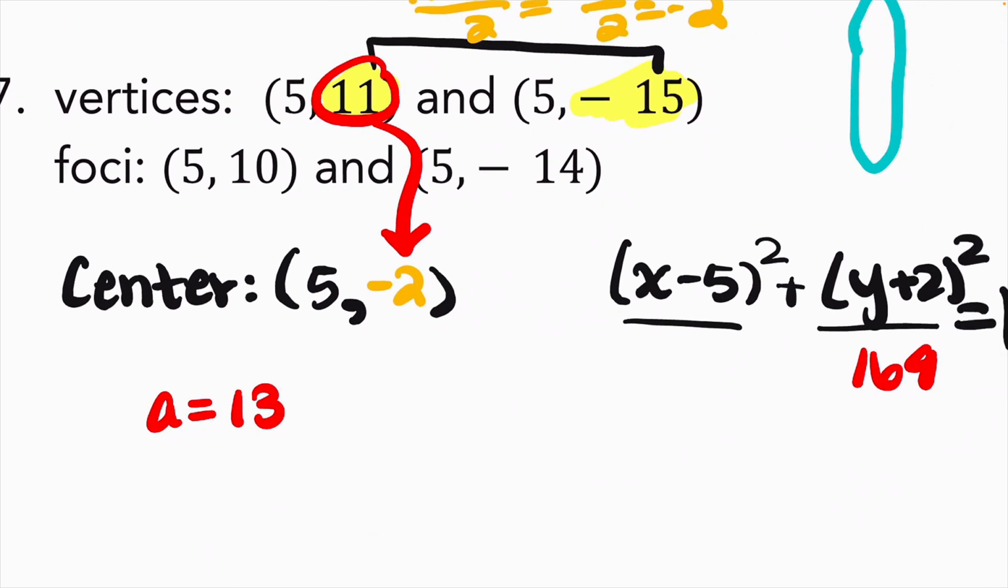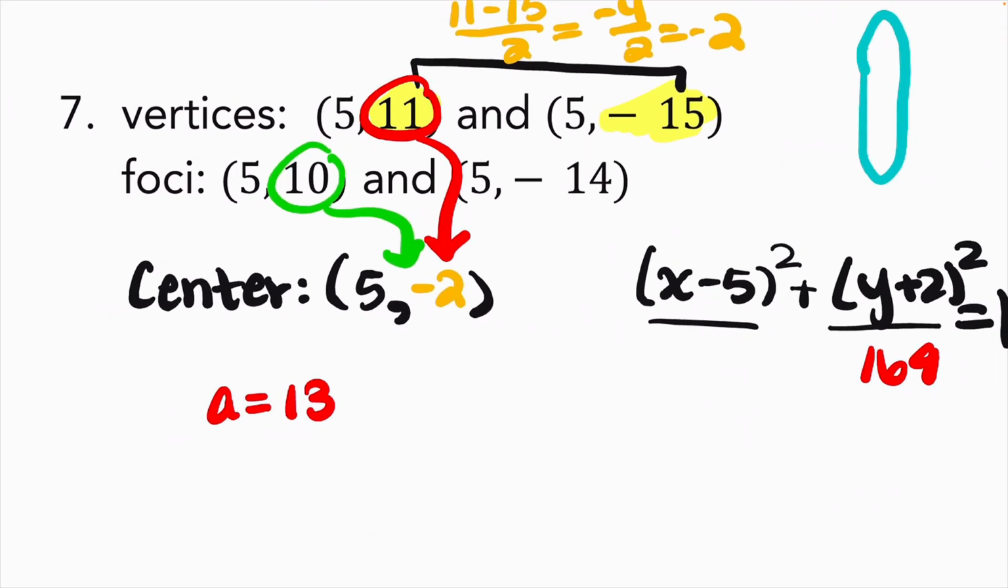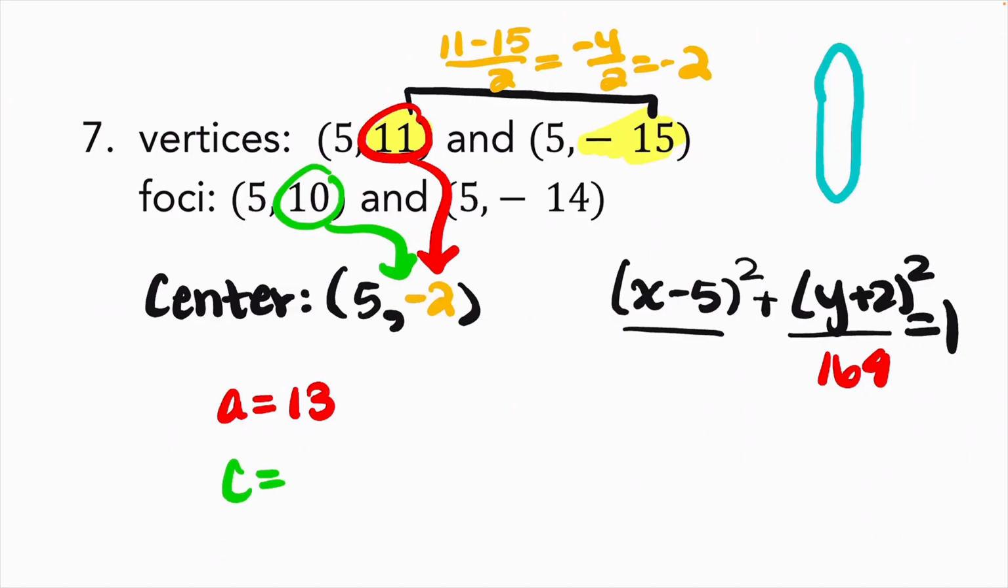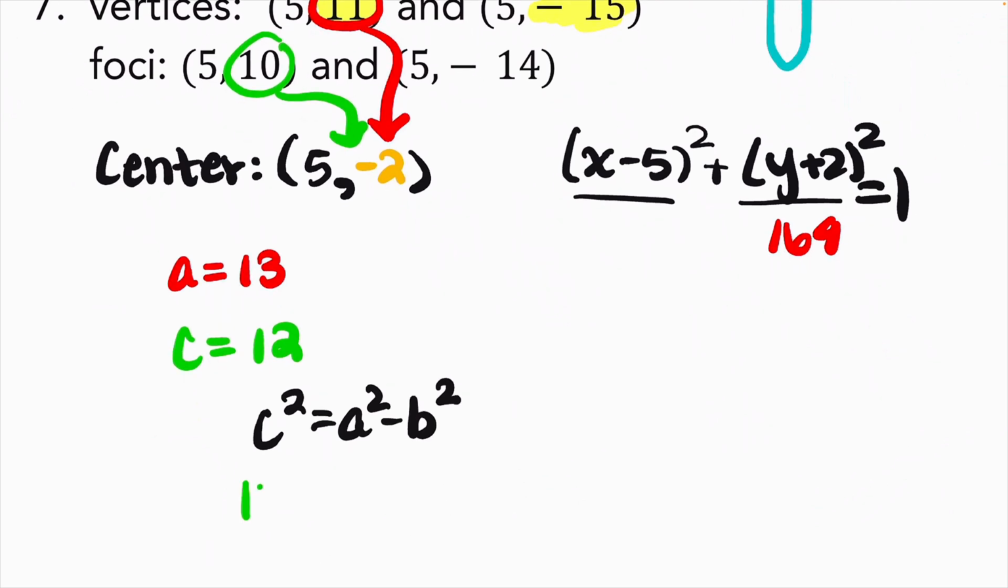Now, we do not have anything about B in this problem, but we do have something about C because C comes from the focus. So I want to know my C value so I can use that equation. So again, I need to know what's the distance from 10 to negative 2. 12. It should be less than A. Okay, and then there's an equation that relates them, right? So C squared equals A squared minus B squared. So 144 equals 169 minus B squared, right? And then you're going to solve for B squared.